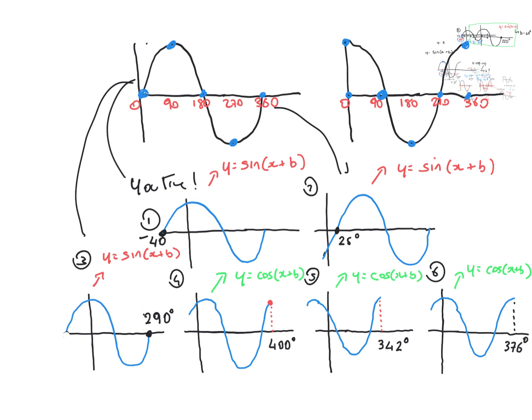For questions 1, 2 and 3, those are sine curves, and you need to find the value of B. The 4th, 5th and 6th ones are cosine curves, so you should be looking at this as a reference. We can see that the cosine curve starts to drop from 0 and finishes back up at the top at 360. We've got finishing points here of 400, 342 and 376. So for the first 3 questions it's sine, next 3 questions it's cos, and in each one you need to find the value of B. So have a go at them for next day.